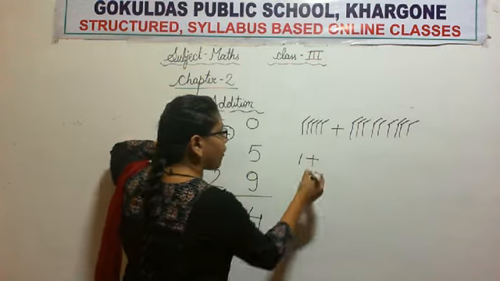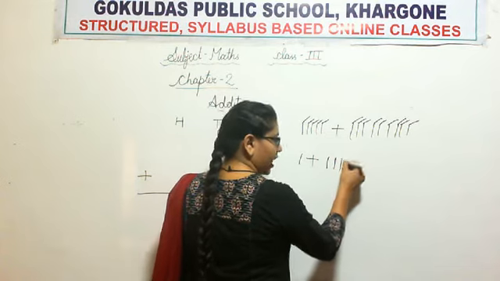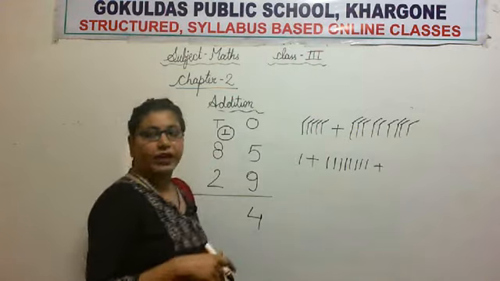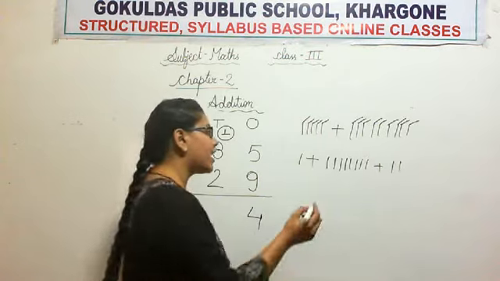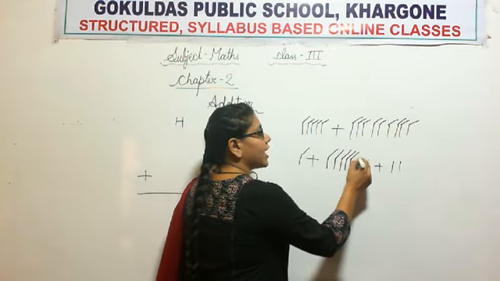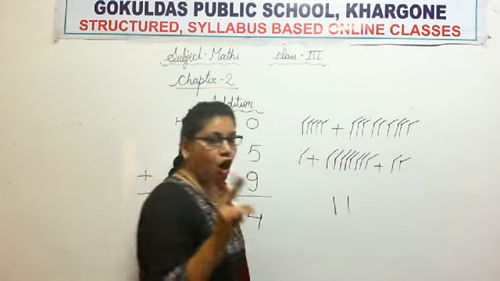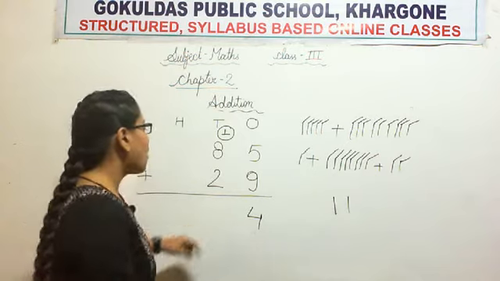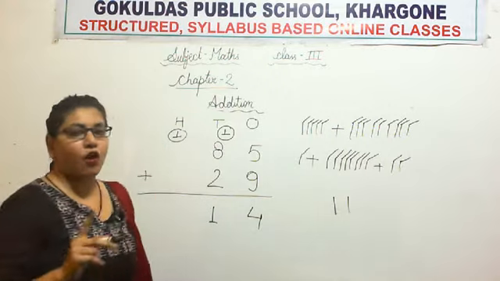1 is written, so we will draw 1 stick. Then 8 is written, so we will draw 8 sticks. 1, 2, 3, 4, 5, 6, 7 and 8. Now the next number is 2, so we will draw 2 sticks. Now let's count how many sticks there are. 1, 2, 3, 4, 5, 6, 7, 8, 9, 10 and 11. Again we got a 2-digit number, but we are writing only one digit. So 1 we will write here and the next one we will write here in the form of carry.